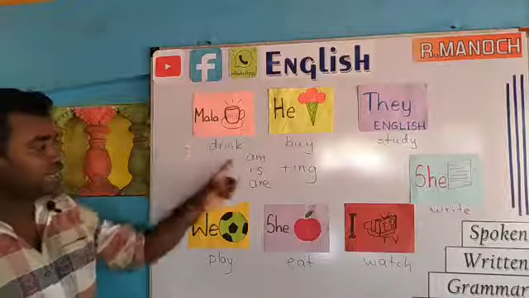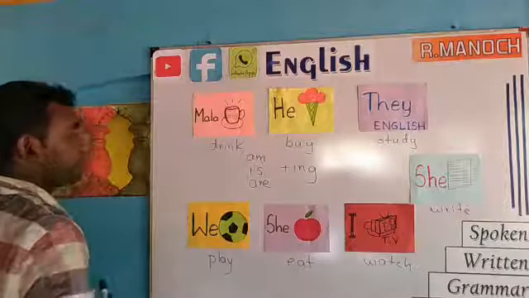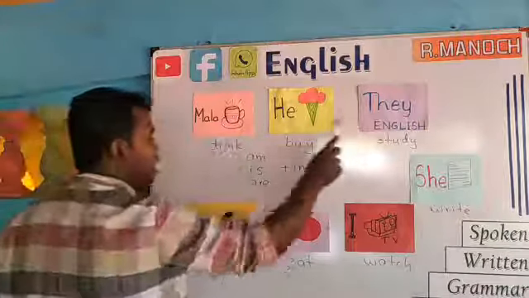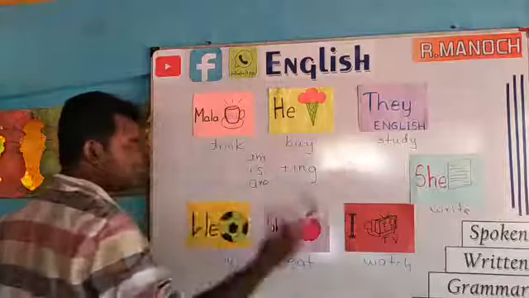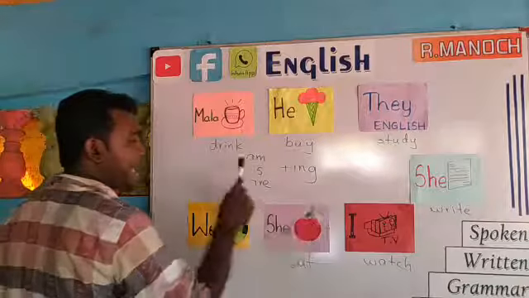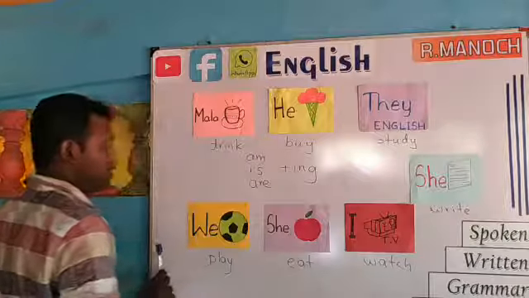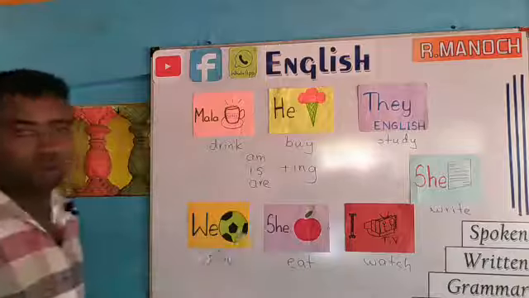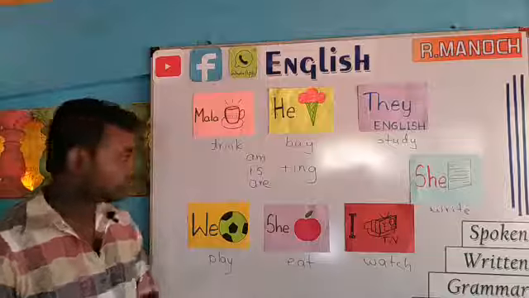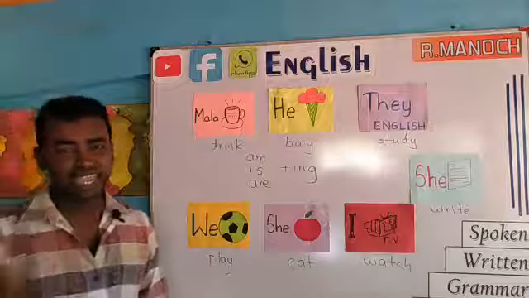Mala, am, is, are, what will come? Mala is drinking a cup of coffee. He is buying an ice cream. They are studying English. She is writing a letter. I am watching TV. She is eating an apple. And of course, we are playing football. We are playing football. Got it?